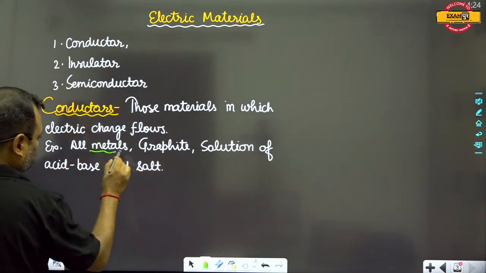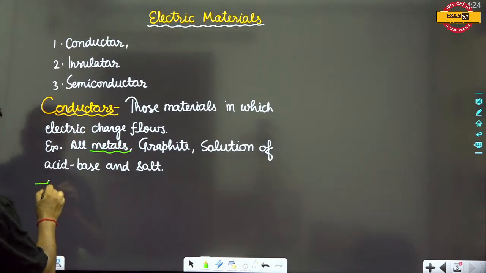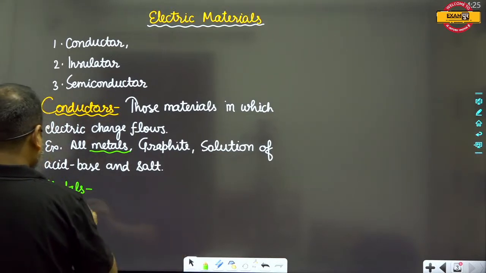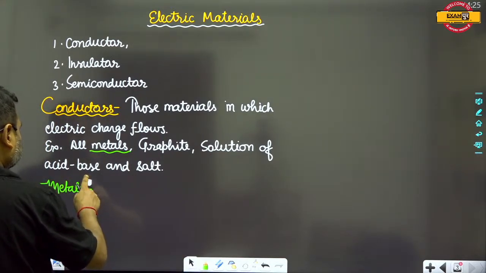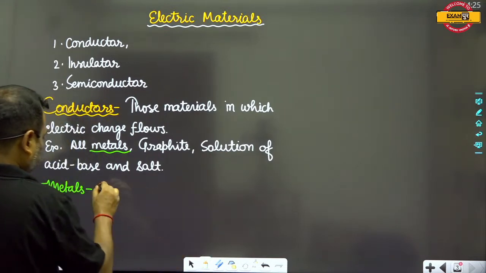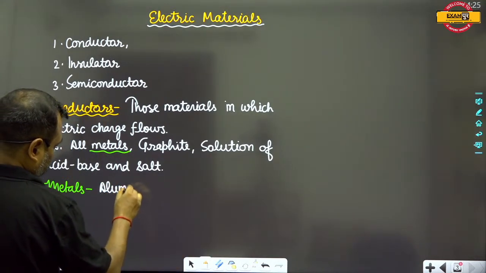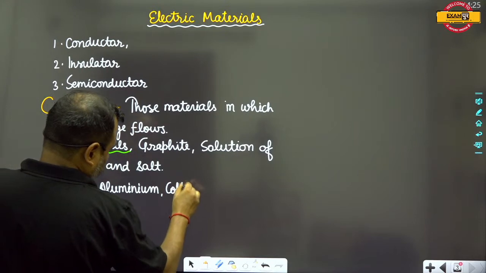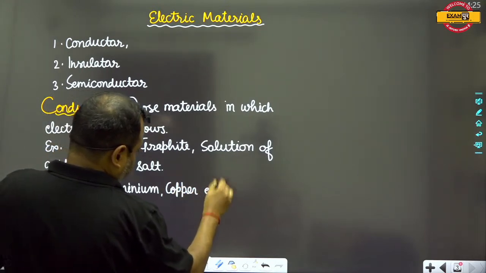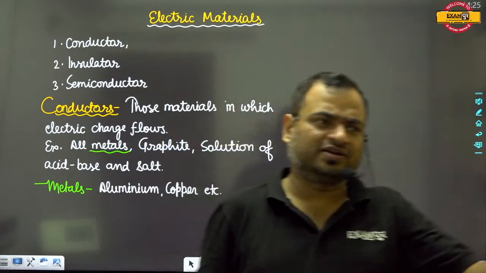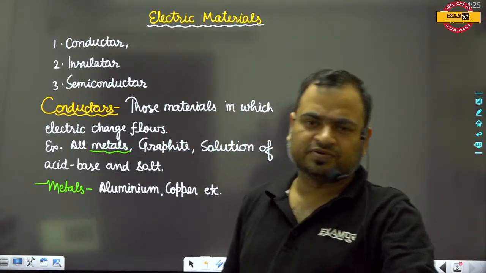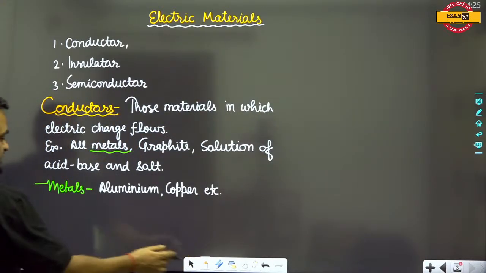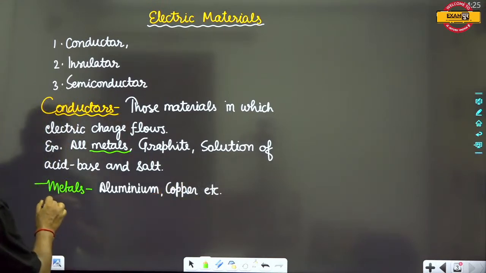When we talk about the metals, there are many metals, all the metals, just like aluminum, copper, etc. There are other metals also, we can take iron. This one is also a metal. So these are the metals, and in metals electricity conducts due to the free electrons.